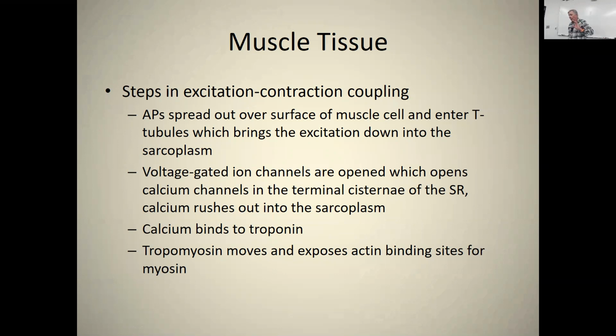This binding of calcium to troponin moves tropomyosin out of the way of the actin binding sites for myosin. So remember, on actin, there are myosin binding sites. Tropomyosin is blocking them. Binding of the calcium to troponin moves the tropomyosin out of the way, and as soon as that happens, the myosin head attaches to the actin.